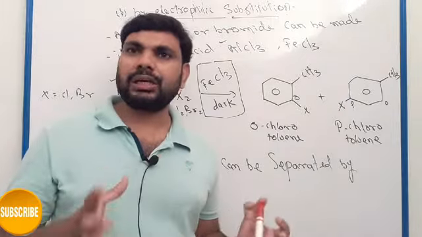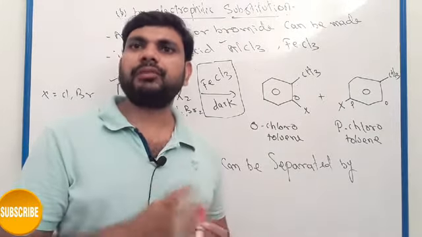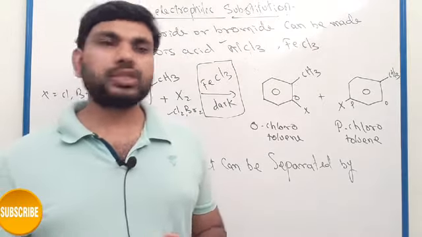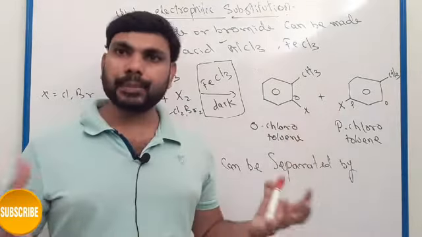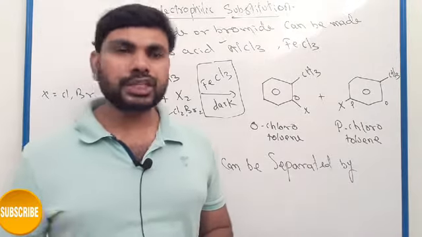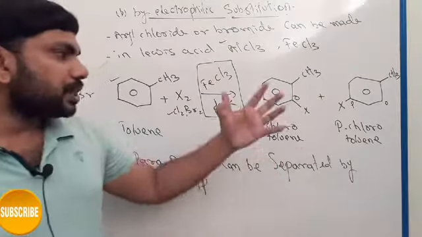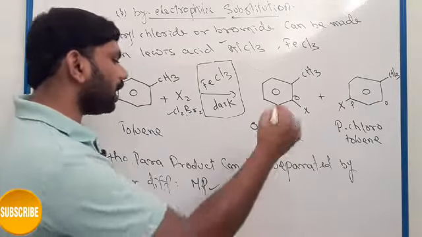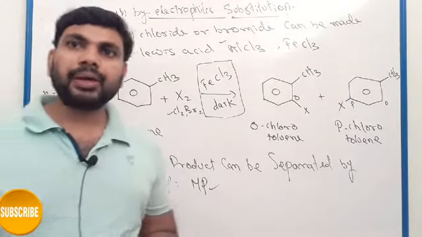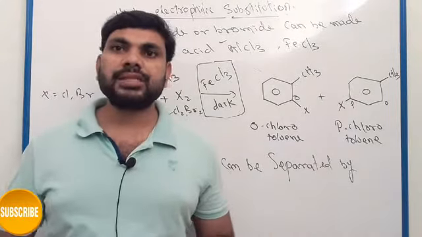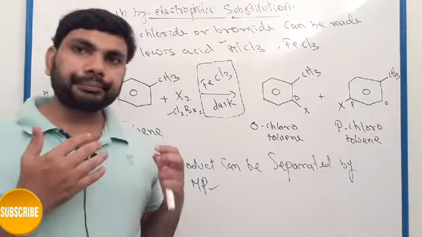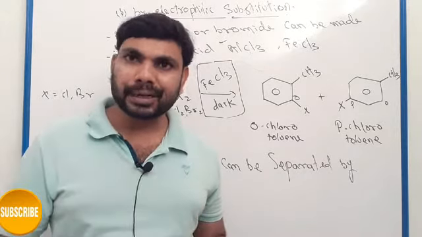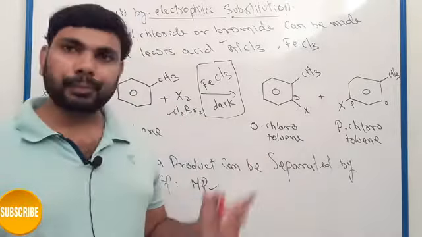This is a mixture which contains orthochlorotoluene and parachlorotoluene. So this product is a mixture of ortho and para products. And this mixture, they have different melting points. Their melting points have a large difference. Based on their difference in melting point, we can separate ortho and para products.